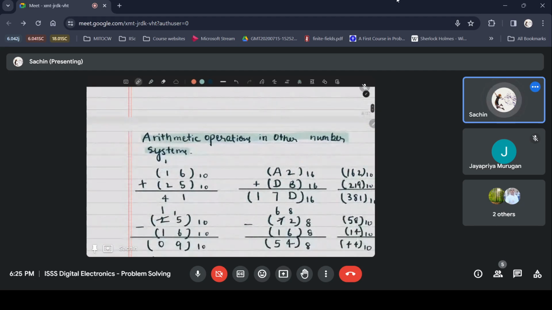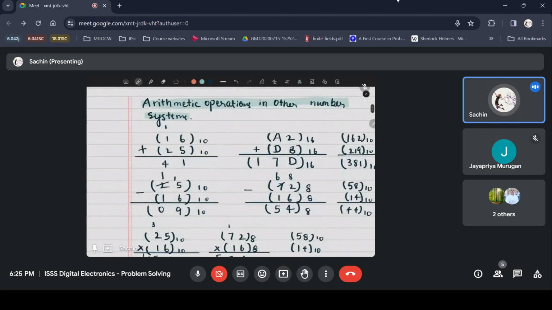Next, doing arithmetic operations in these number systems, you can always convert your numbers from whatever system it is to decimal and then do the arithmetic operations.